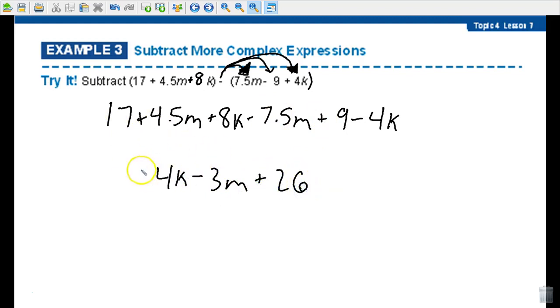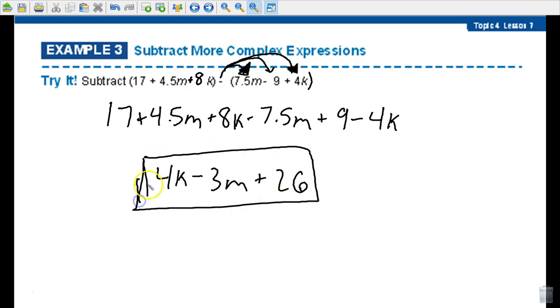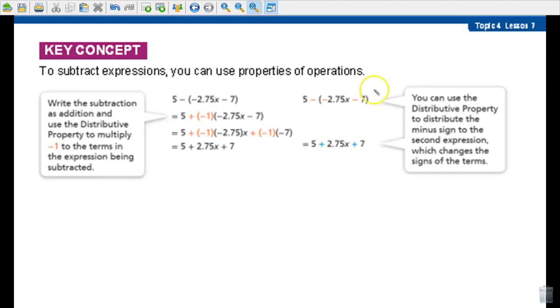All right? No like terms. Can't combine anything. It's done. It's over. Okay? We're good. That's it. Here are the key concepts, showing you a little bit more. Okay? Really describing everything we did in the lesson.